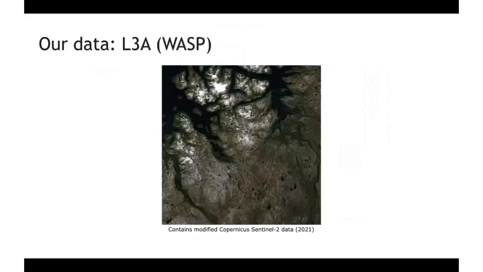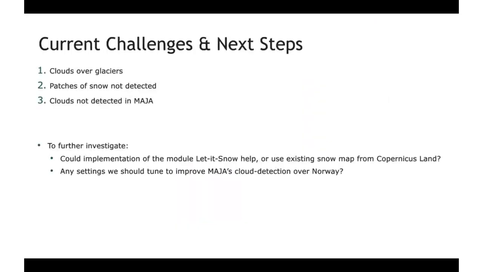And when we have looped through all those scenes, we have a production of this over the same area. So these are the scenes we are working with, and we can see some patches of snow left behind, but at least it is cloud-free. But that's not always the case.